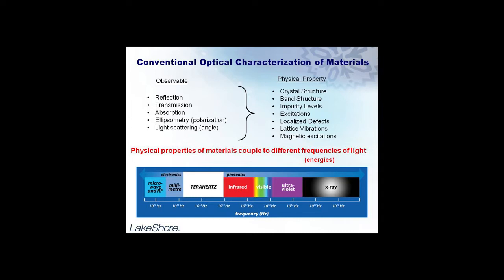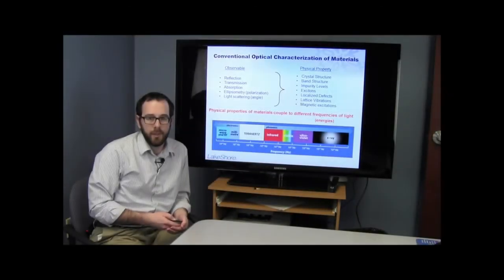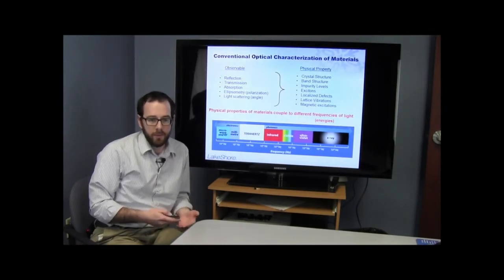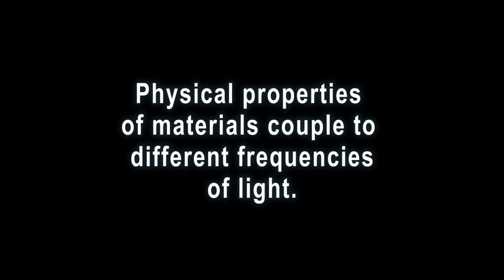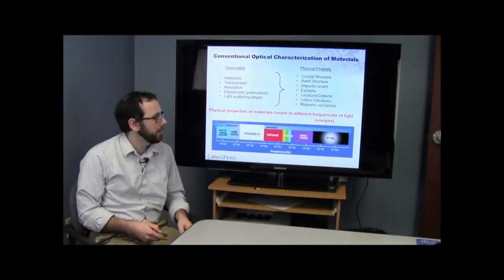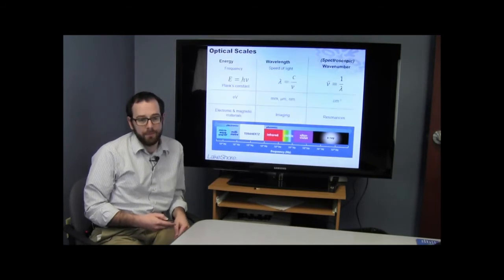From those observables, depending on the frequency of light, we are able to derive physical properties of a given material. Depending on the energy or frequency or wavelength of the light, those could include things like the crystal structure, the band structure of a material, all the way down into the magnetic excitations that go on in certain materials. So the overall thesis of this part of the talk is really that physical properties of materials are going to couple to different frequencies or different energies of light. We have a few examples of that.